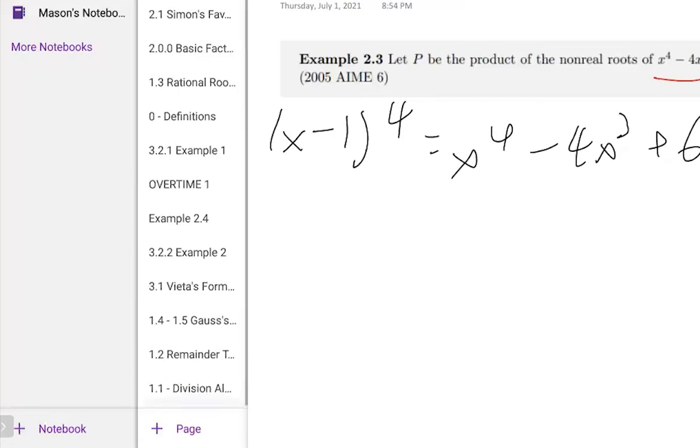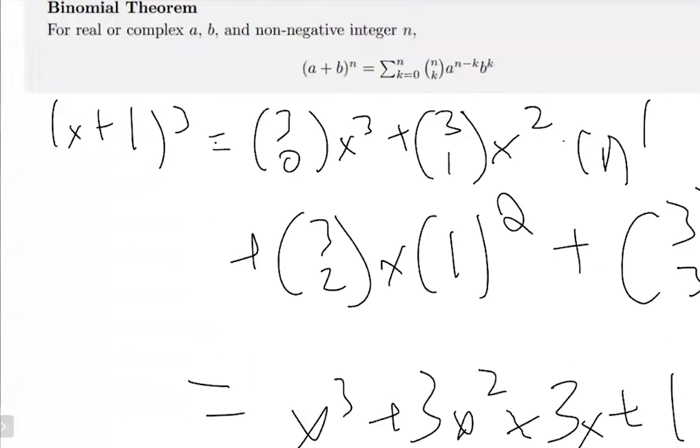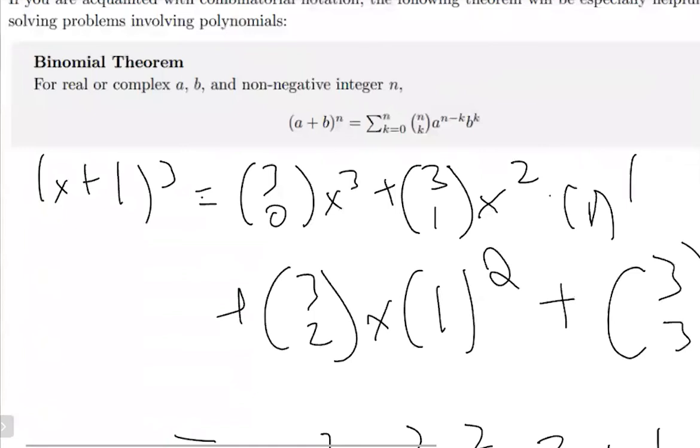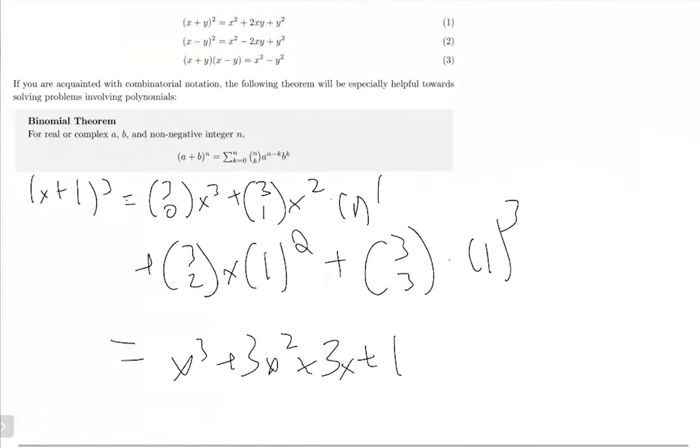Let me find it. I think it's here. Yeah. Right. So here is the binomial theorem. Basically, it's just a way to expand a binomial expression to a certain power, and it's really helpful if you need to compute something on the fly, but you don't want to expand it step by step.